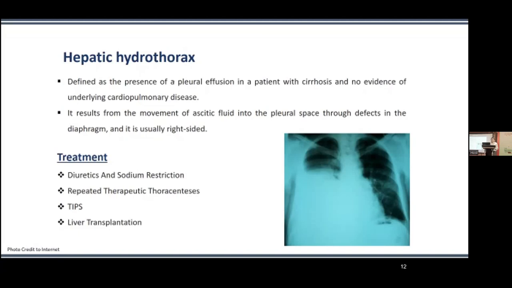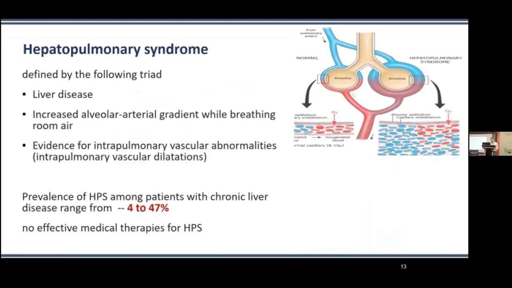The next is the hepatopulmonary syndrome. It is defined by the following triad. The patient has liver disease. The patient has an increased alveolar-arterial gradient while breathing room air. Then there must be evidence of intrapulmonary vascular abnormalities, like intrapulmonary vascular dilatation.